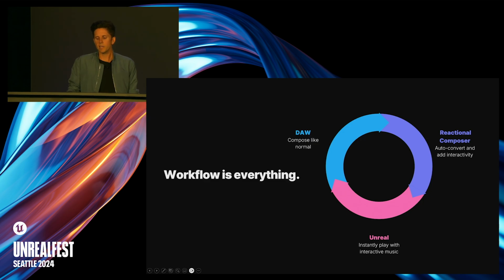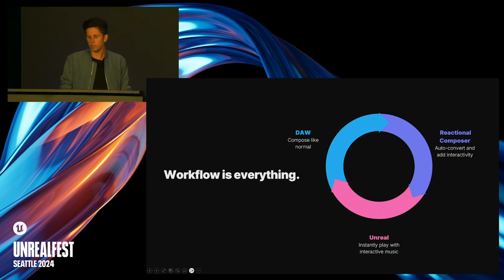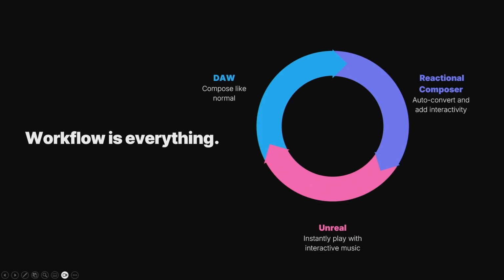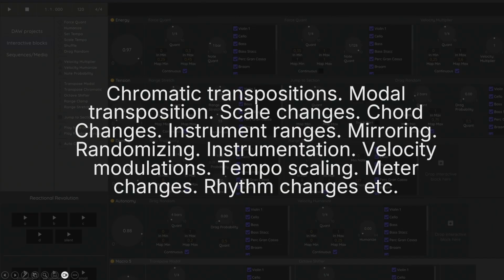So essentially, you drag and drop your whole DAW session into Reactional Composer, and it would automatically pull all the music data out from there, but also render all the audio needed to play back the music note by note inside the game. And here are some of the musical transformations that are available for use in-game. In the background here, you can see a bit of this composer software. We can have a look at that later.